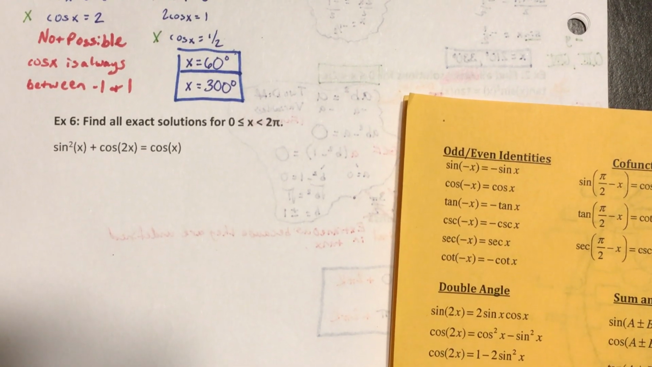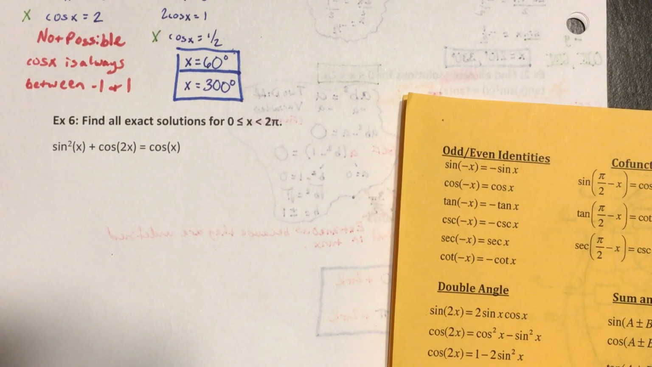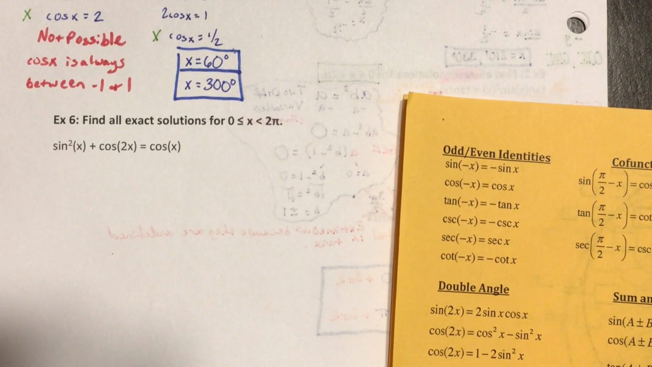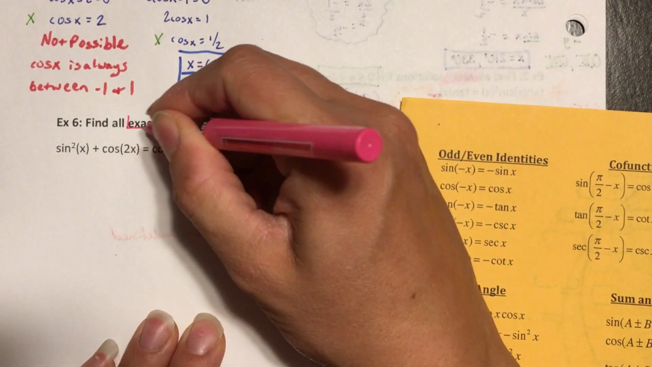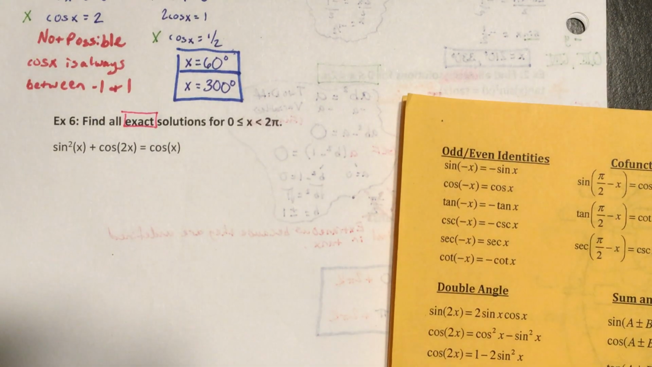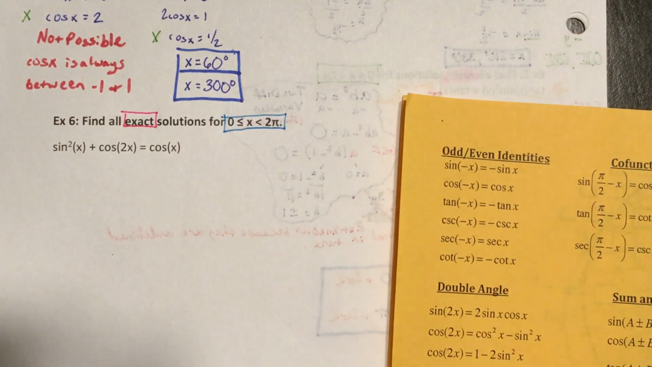So in this video, we are going to start looking at how double angles can come up in the solving process. So first, on example 6, we are looking for all exact solutions. Exact meaning we're going to be using the unit circle on the interval 0 to 2 pi. So that tells us that we are looking for exact solutions in the units of radians.